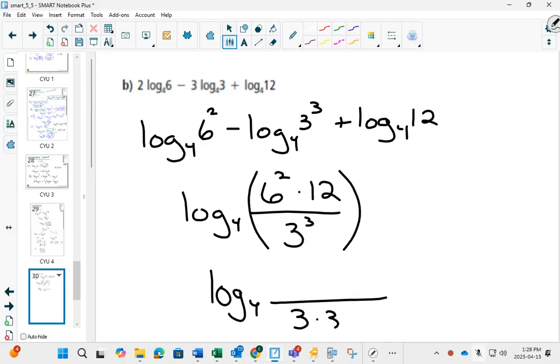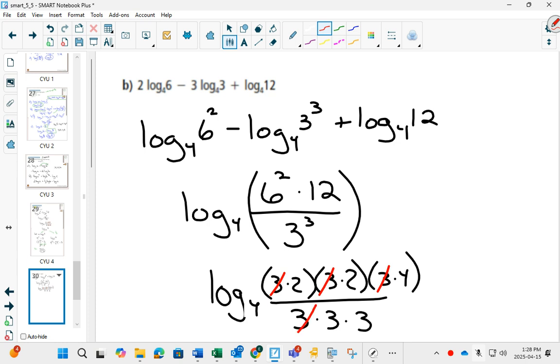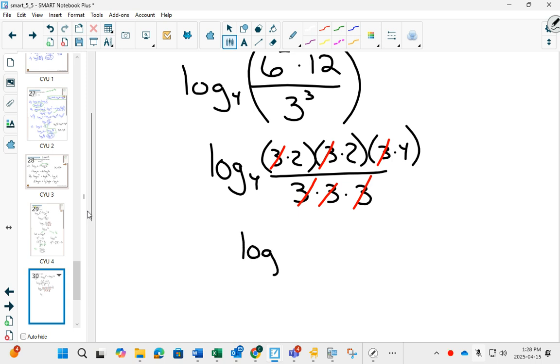3 cubed is 3 times 3 times 3. 6 squared would be 3 times 2 times 3 times 2. And 12 is 3 times 4. That's nice because then this will simplify to just log 4 of 2 times 2 times 4, which is 16. And remember, log solve for exponents. I don't think you need to do the let x equals here. 4 to what exponent is 16? 4 squared is 16. And we get our answer right away.